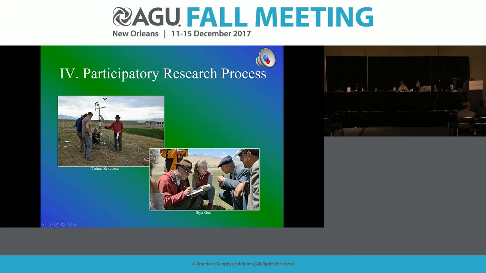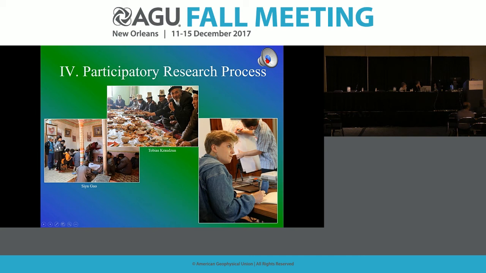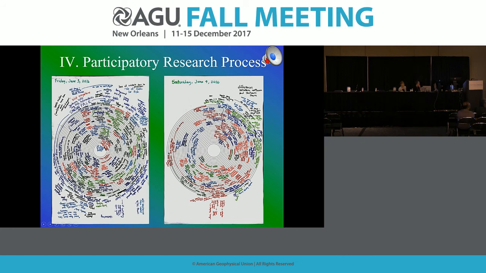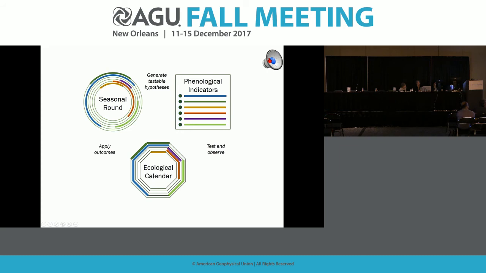The research process begins with a meal where we discuss the nature of our project and planning for the research. Then we sit down and develop a seasonal round. These are examples of seasonal rounds from the Lake Oneida watershed in upstate New York. They link biophysical indicators and cues with livelihood and socio-cultural activities of a community. We use seasonal rounds to develop phenological indicators so that we can begin to revitalize an ecological calendar.